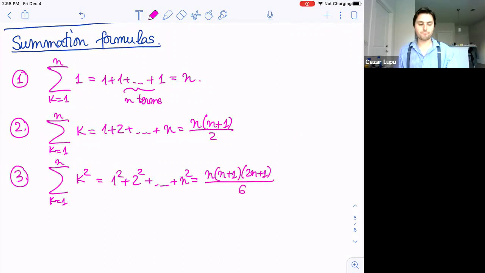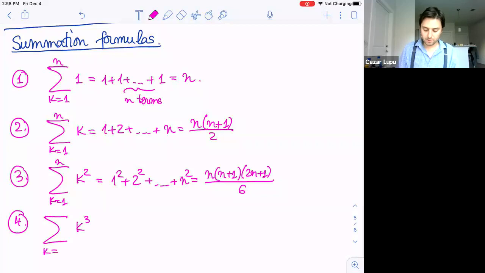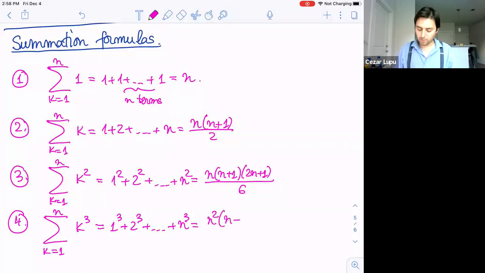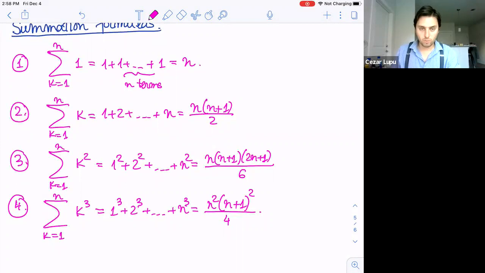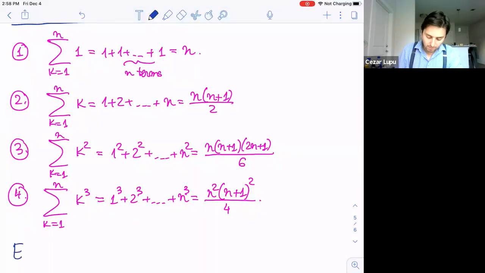Right? Okay. And the last one is the sum of the first cubes, which is 1 cubed plus 2 cubed, and we keep going all the way to n cubed, and this would be n squared times n plus 1 squared, everything over 4. All right, so these are the summation formulas that you need to know, and they're very important as you are about to see in applications. And now let's see an application. So let me write this. So example 1.